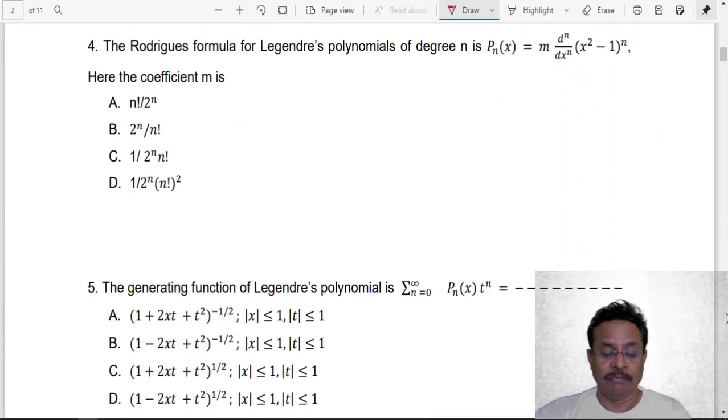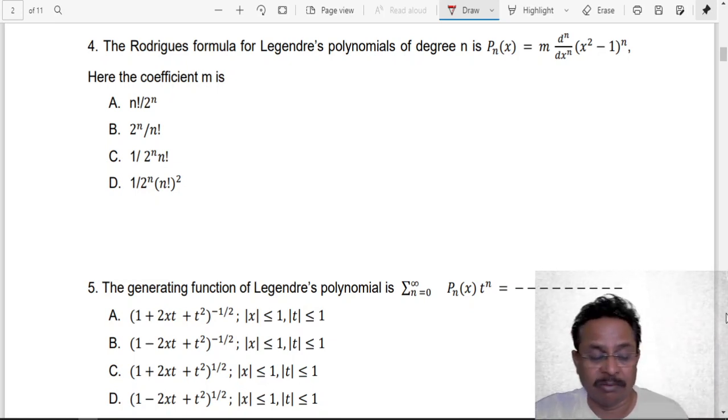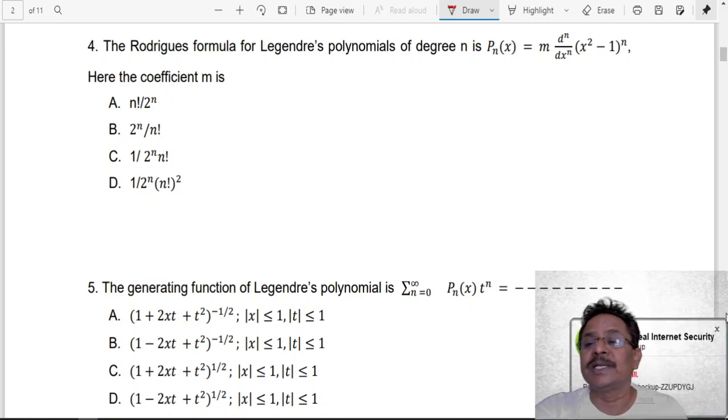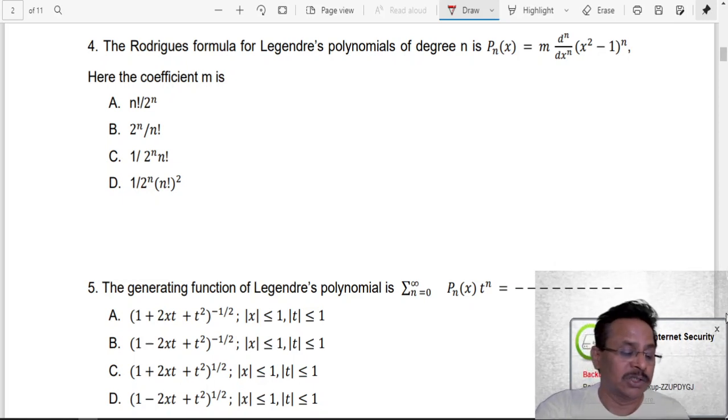Now question 4. The Rodrigues formula for Legendre polynomial of degree n. This is again a memory question. You have to memorize this. The Legendre polynomial Pn(x) is equal to some coefficient times d^n/dx^n of (x^2 - 1)^n. So for that you have to remember the Rodrigues formula.